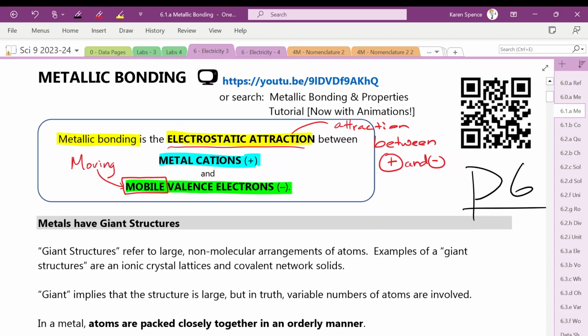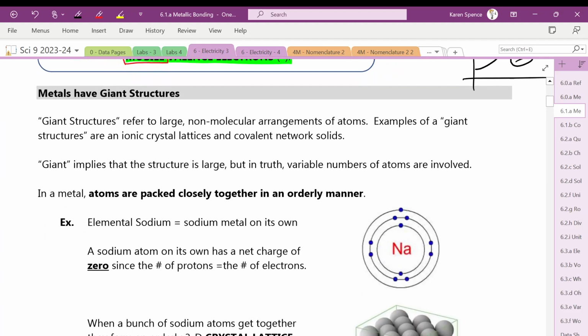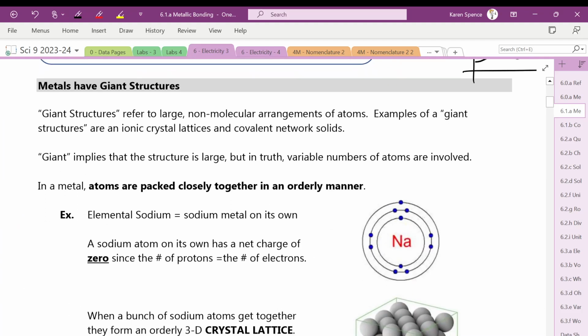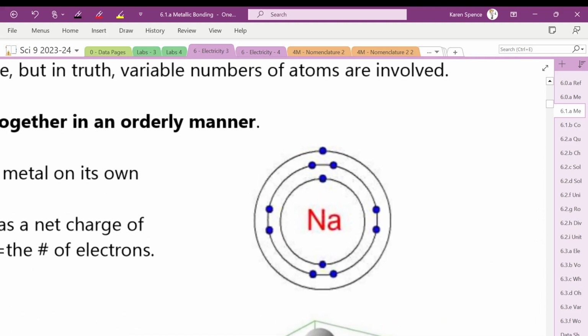Okay, and then there's a bit of blah, blah, blah stuff here, so we're just going to blah, blah, blah our way through that. But what we have here is a sodium atom. It has 11 protons. It has 11 electrons. So what is its overall charge? 0. This is a sodium atom.